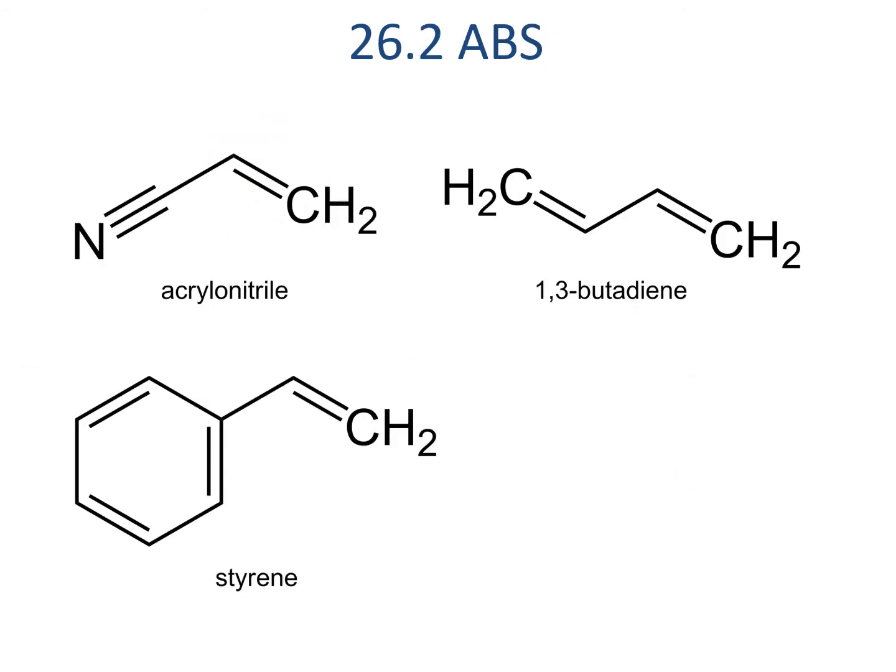ABS is a copolymer of alkenes: the alkenes acrylonitrile (A), butadiene (B), and styrene (S). Again, the three pieces can be mixed in any ratio, and it still is ABS.